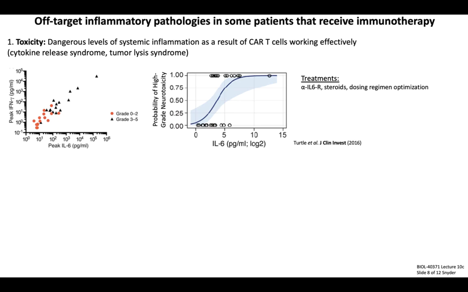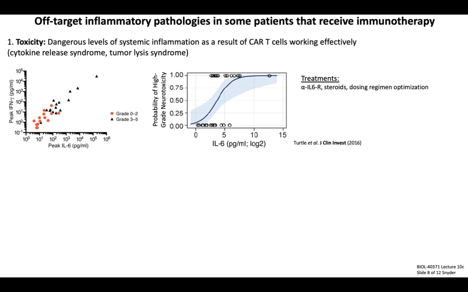Despite the advantages of immunotherapy, there are some dangerous off-target effects that are observed in a subset of patients. One of these is uncontrolled systemic inflammation following administration of CAR T cells to treat things like B-cell leukemia. And these effects are thought to actually result as a product of how well this therapy works, since cancerous B cells throughout the body are suddenly being attacked all at once following infusion of CAR T cells.